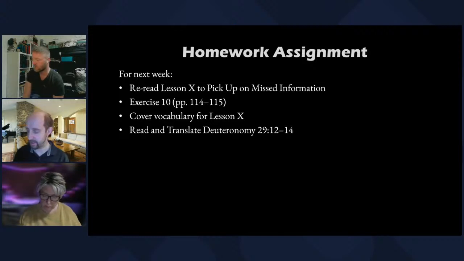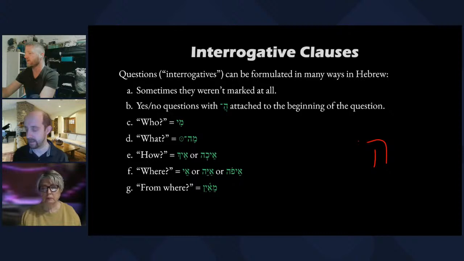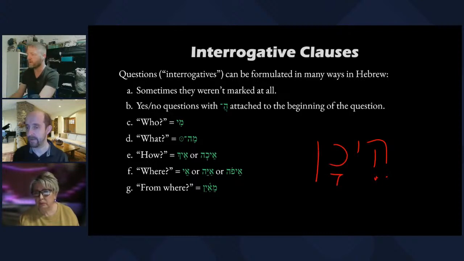But let's see what else do we have. If we have ketzad is how, we have the word for where. We also have heichan, which I think comes from Aramaic as well. It means where, efo.